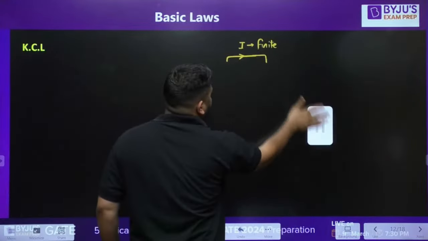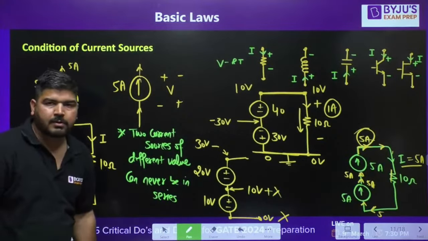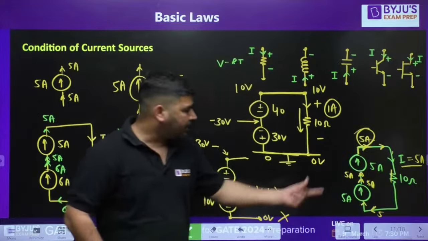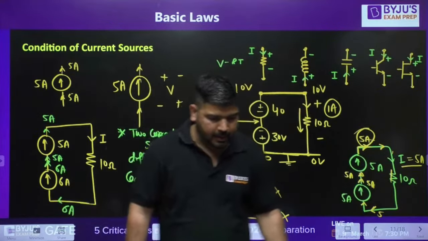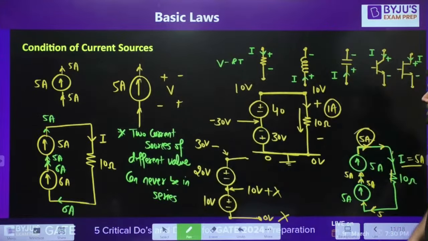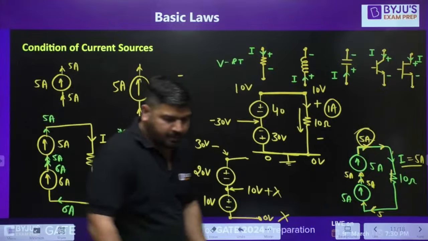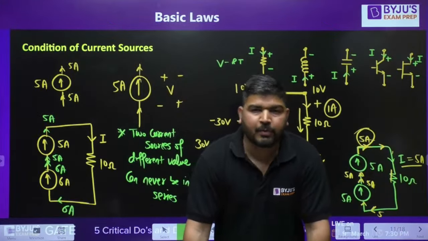So I told you that current sources of different value can never be in series, but they can be in series if they have the same value. If they have the same value, you can directly calculate this current. This current has to be 5 ampere. I hope it is clear. Okay. Now let's mix them all together. Now let's take current source and voltage source in one circuit.